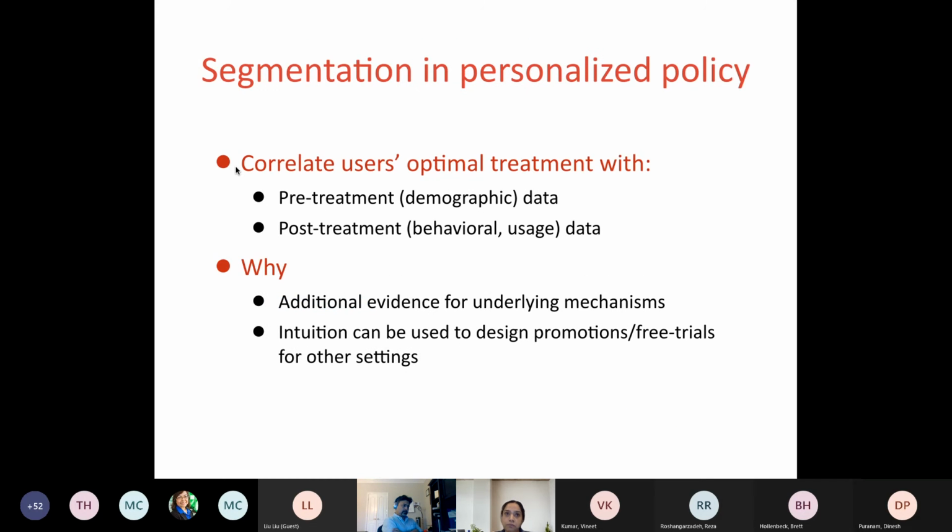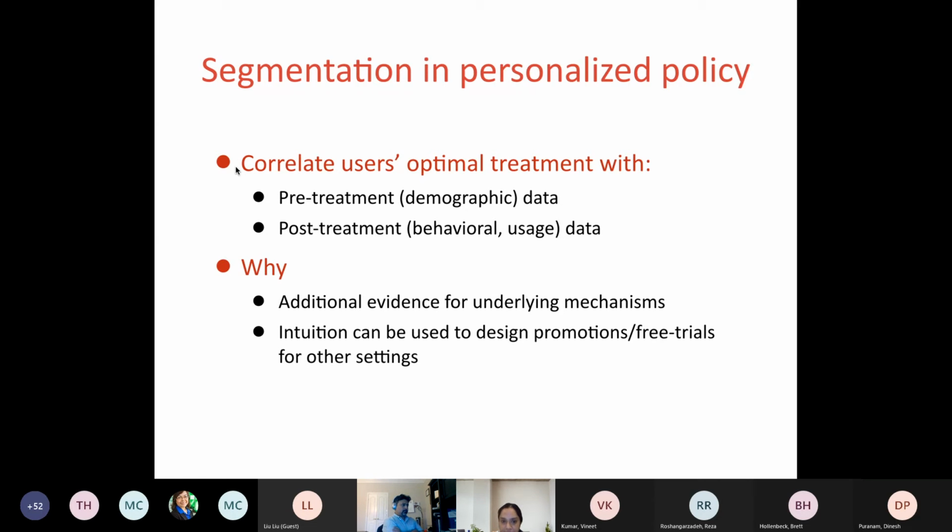Okay, so we see that personalization helps. Now it's useful to think about segmentation in this personalized policy. We saw that this policy gives different treatments to different types of users. Can we correlate users' optimal treatment with their pre-treatment demographic variables and post-treatment behavioral and usage data? And why do we want to do that? There are two good reasons to do it.